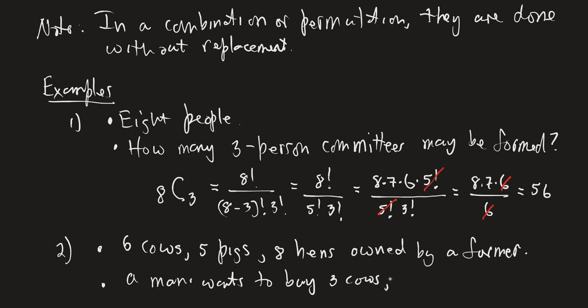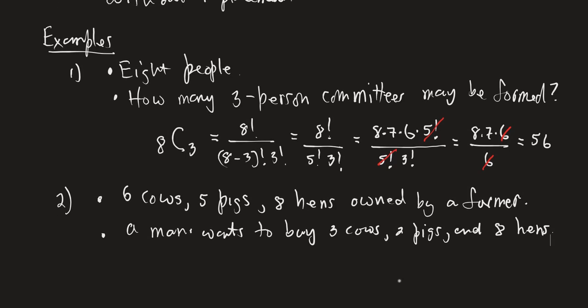and 2 pigs, only 2 pigs, and then 8 hens, right? So you have a farmer that owns this many cows, pigs, and hens. Then you have a man that wants to buy this many cows, pigs, and hens.